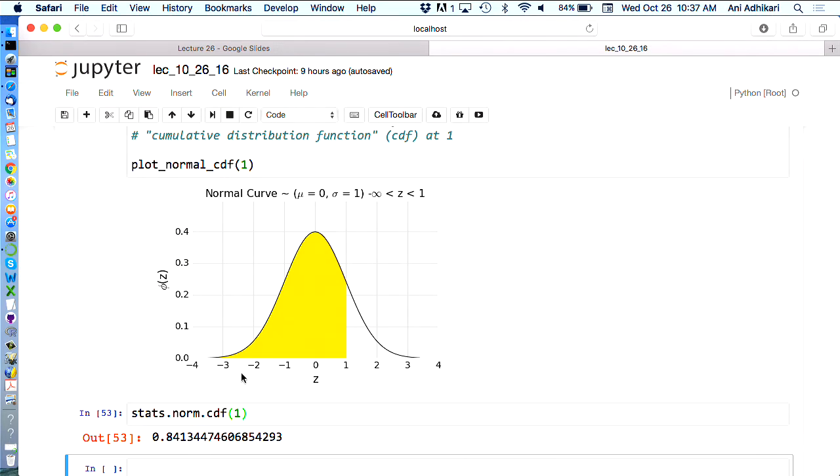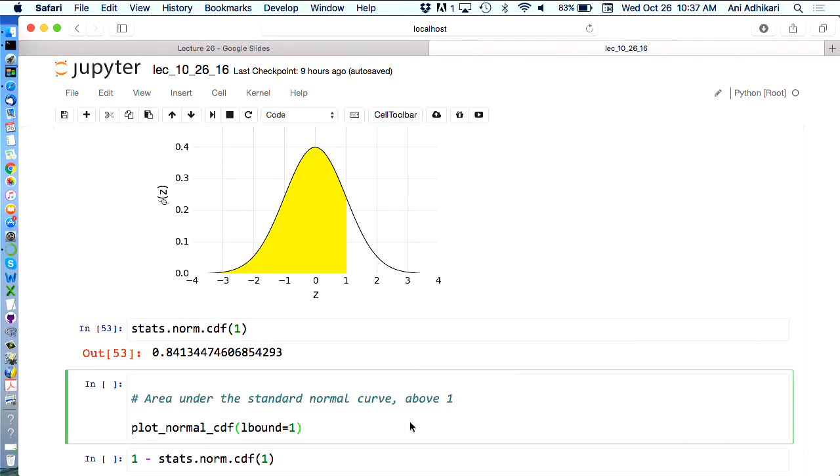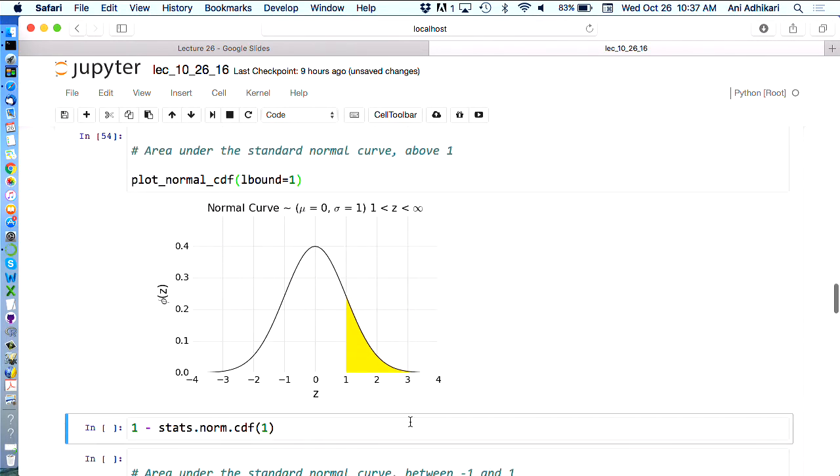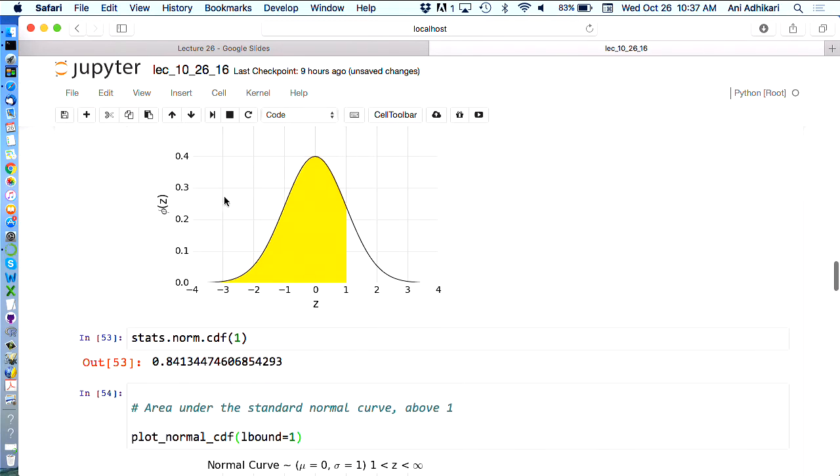Fine. So what's the unshaded area? 16%. The total area is 1. The area to the left is 84, so the area to the right has to be 16, yes? So once you have all these areas to the left, you can use the symmetry of the curve to find any other area you want. So, for example, what we just did was, again, please ignore the plotting commands. We want to find this, then we're going to do 1 minus. So the 1 is the total.